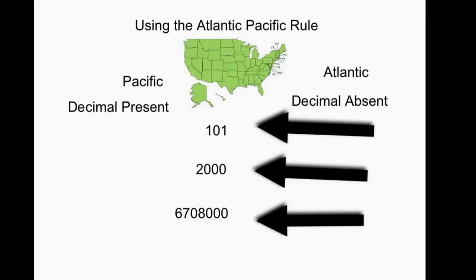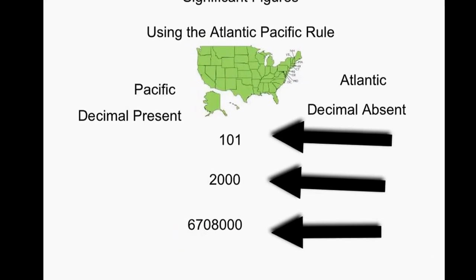In our last example, the decimal is absent, so we swim until we find a number not 0. We count all the rest. We don't care what they are. We count them all. 1, 2, 3, 4. So this example has 4 significant figures.